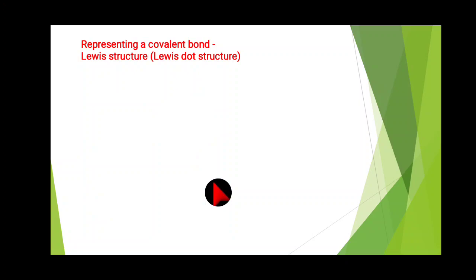Next, representing a covalent bond using the Lewis dot structure. Point number 1, draw the skeletal structure of the molecule.